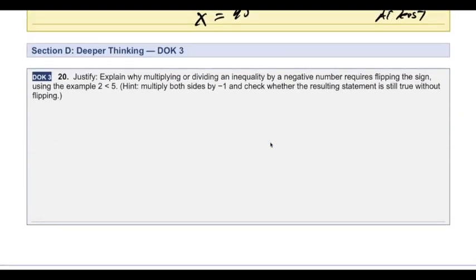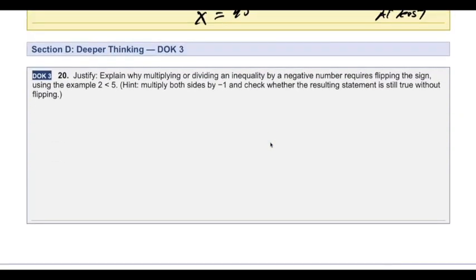Okay, last one. DOK level 3. Explain why multiplying or dividing an inequality by a negative number requires flipping the sign. Using the example, 2 is less than 5. So they give us a hint here. So if we look at the example, 2 is less than 5. If we multiply both sides by -1, if we're doing it to both sides, it's fair, it's even. It's the multiplication property of equality. So as long as we do both sides, it's okay.